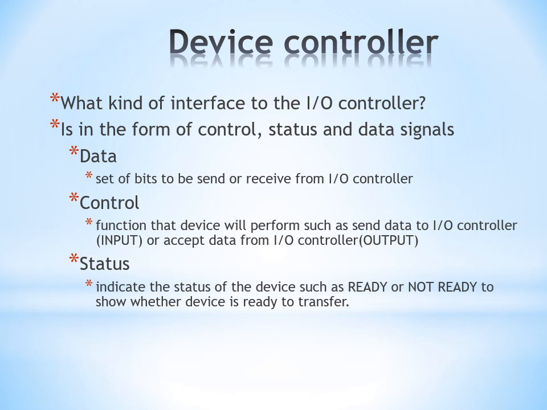It depends on the types of devices, whether it is an input device or an output device. So the status will indicate the state of the device, such as ready or not ready, to show whether the device is ready to transfer. It's mostly obvious when you want to print. You will see it when you are printing.